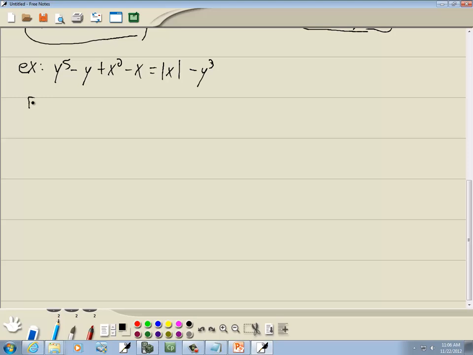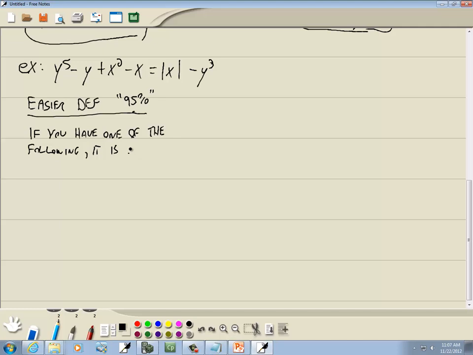Well, we want an easier definition. Now, this definition doesn't work all the time. Probably works about 95% of the time, which is pretty good. That's an A, isn't it? It fails on a few. I'd say for intermediate algebra, for college algebra, this definition will work 100% of the time. It says if you have one of the following, it is not a function.